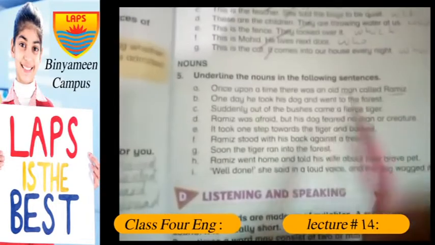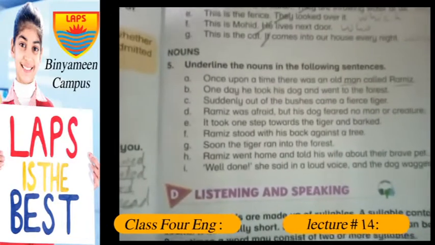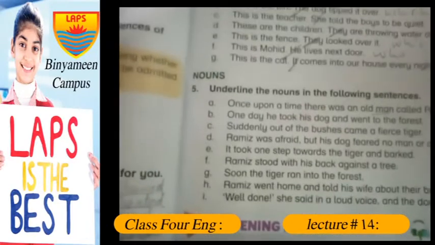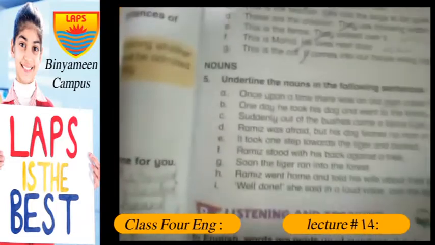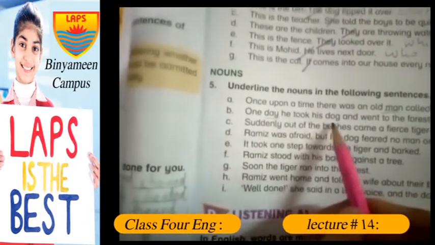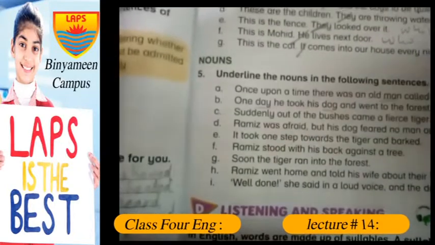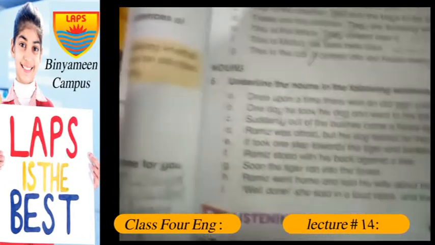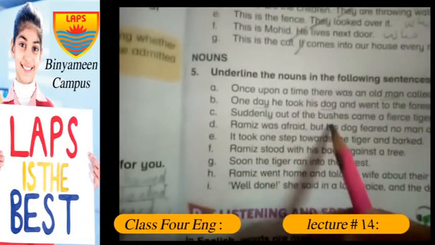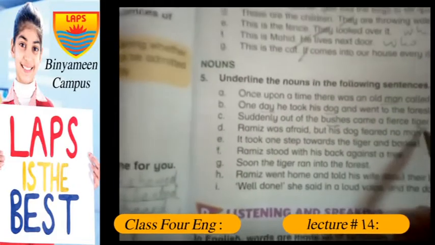And for the next line, one day he took his dog and went to the forest. Day and dog are actually nouns. Suddenly, out of the bushes came a fierce tiger, and suddenly, out of the bushes and tiger are actually nouns.